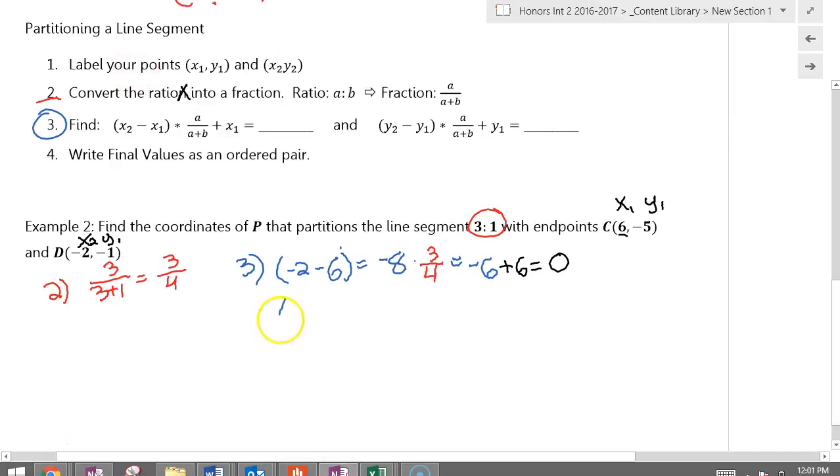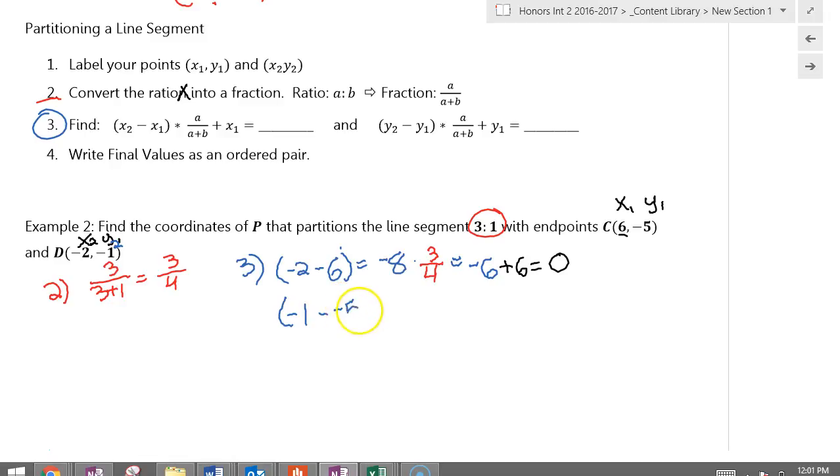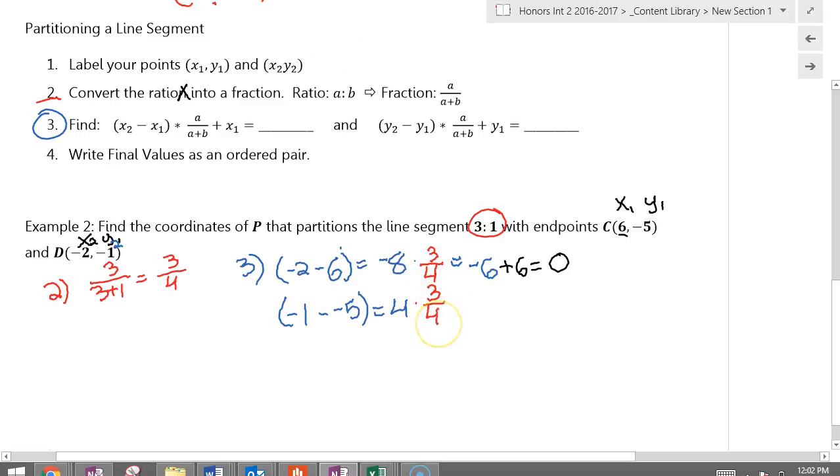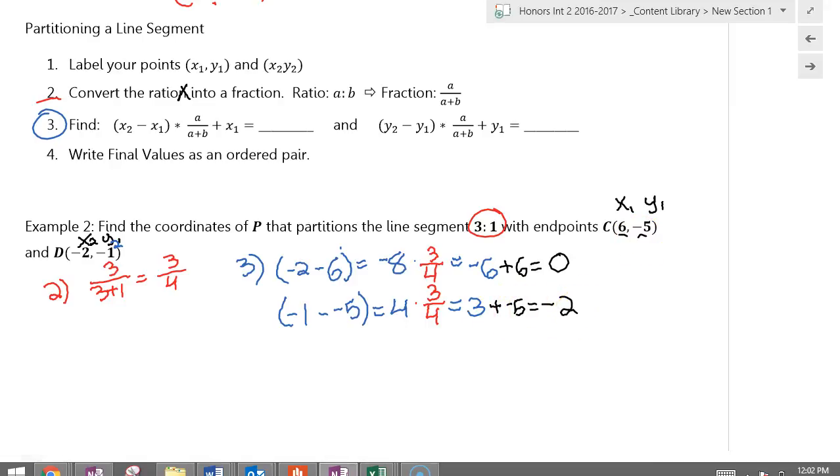Now I have to do my y's. So I'm going to subtract y2 minus y1. So -1 minus -5. -1 minus -5 is +4. Multiply by my fraction, which is 3/4. Equals 3. And then I'm going to add y1 to that. Right? So plus -5. And that equals -2.